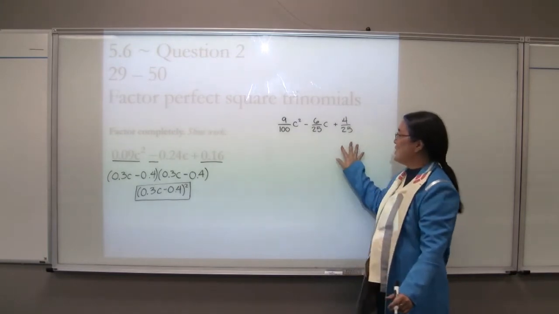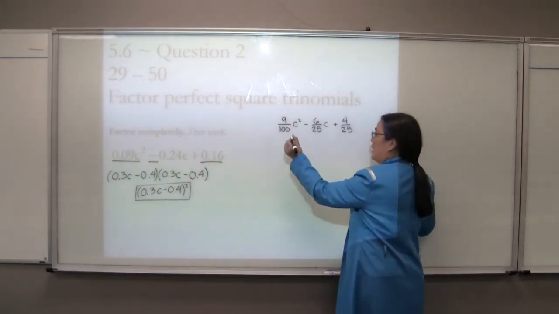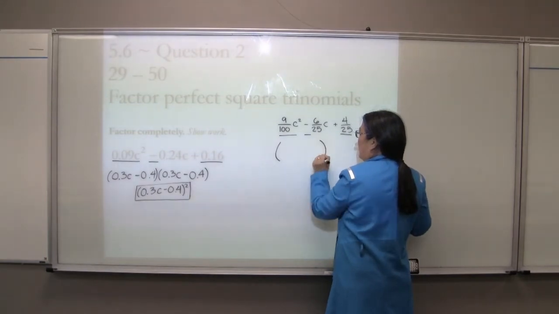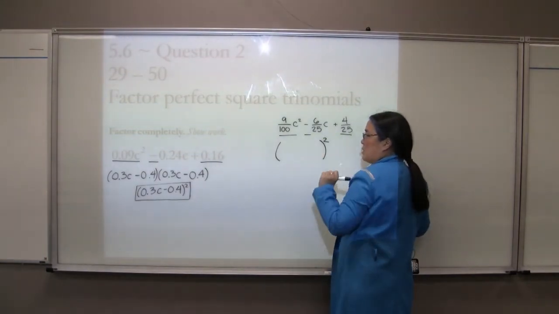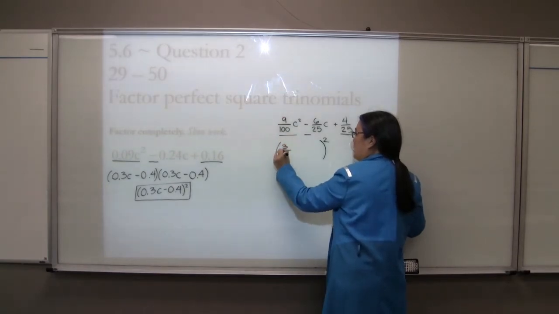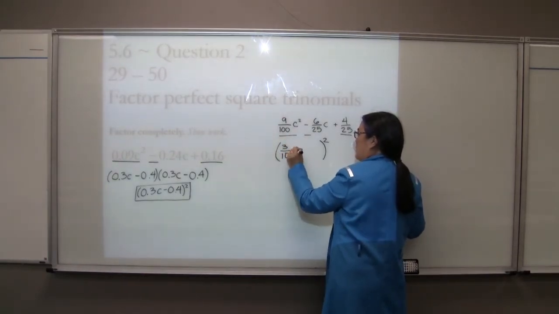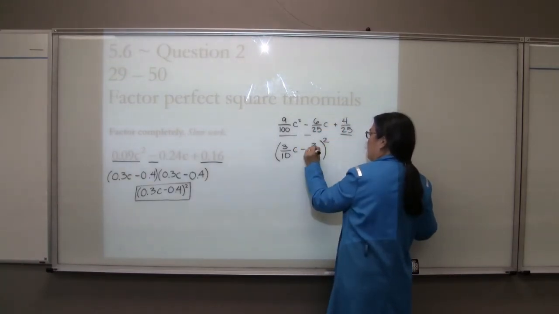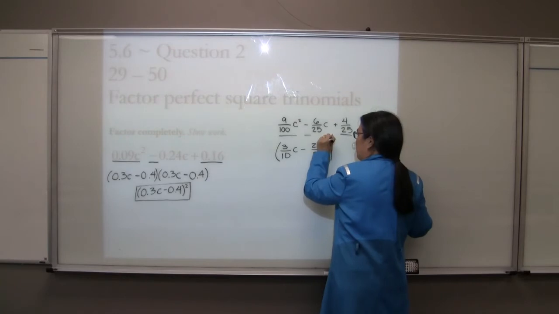All right, we also have this one. You'll look here, here, and here. I know I'm going to have to write it as something squared, so I'm going to start off that way. 9 breaks up as 3 times 3, 100 breaks up as 10 times 10, c squared breaks up as c times c, that's a minus. 4 is 2 times 2, and 25 is 5 times 5, and we're done.